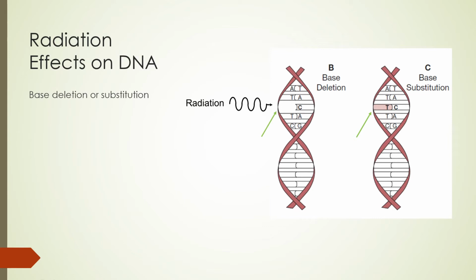Other radiation effects on DNA include base deletion, where a base is removed. The hole left behind can be filled with a different base. This is called base substitution. The loss or change of a base is classified as a mutation.